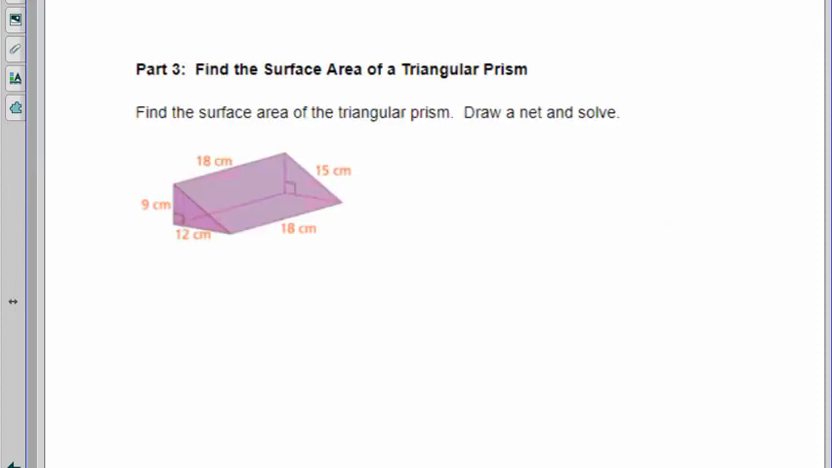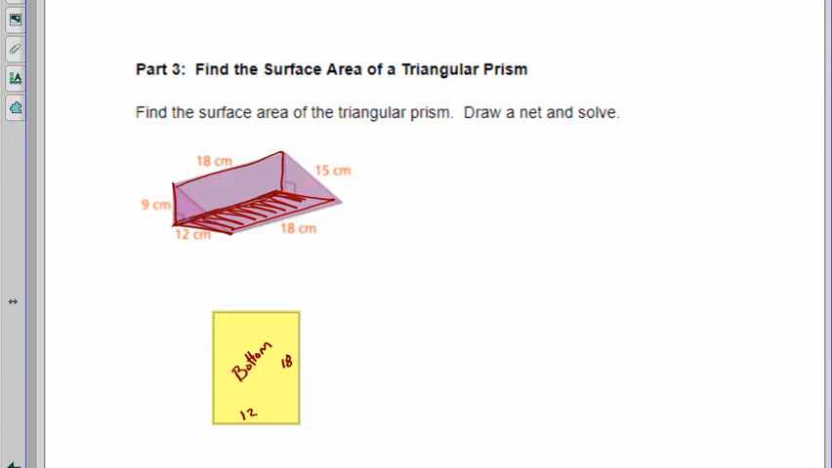All right, now we have a triangular prism. This is a little more complicated. In this one, you're definitely going to want to draw a net. And again, I would start with the bottom of your net, which is this rectangle here that is 12 by 18. And next, I'm going to fold down the back, which is this rectangle here, this flap here. And it's connected at the long side here, the 18 centimeter side. And it's 9 centimeters in the other dimension.